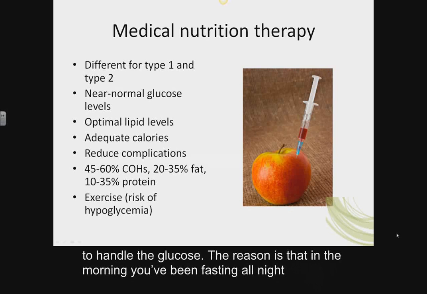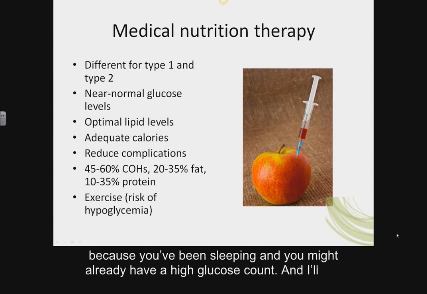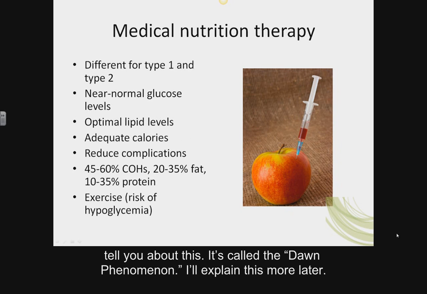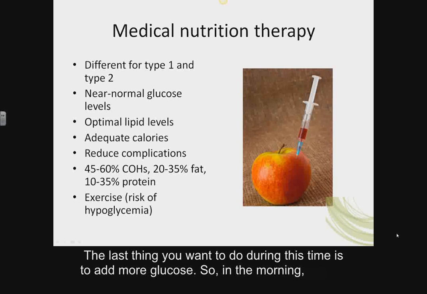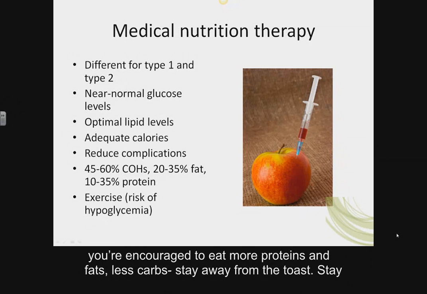The reason is that in the morning you've been fasting all night because you've been sleeping, and you might already have a high glucose count. And I'll tell you about this. It's called the dawn phenomenon. I'll explain this more later. The last thing you want to do during this time is to add more glucose. So in the morning, you're encouraged to eat more proteins and fats, less carbs, stay away from the toast, stay away from the cereal. The other idea is to be mindful of your portions.